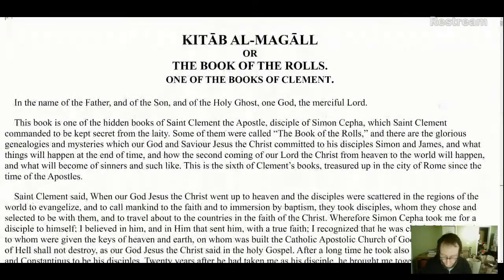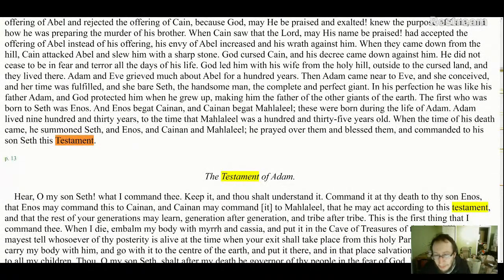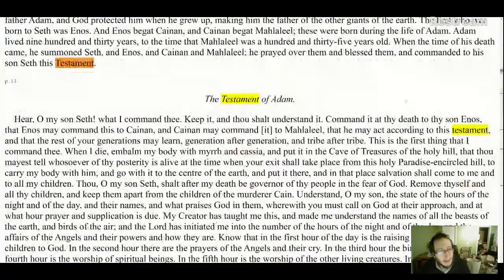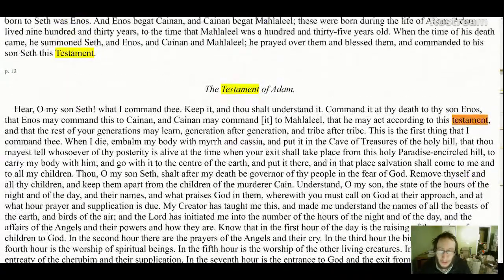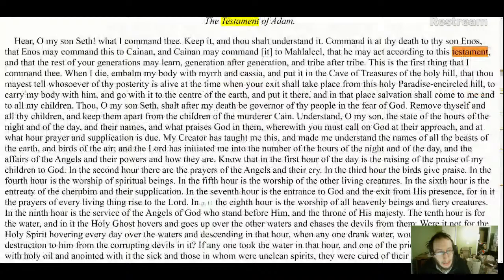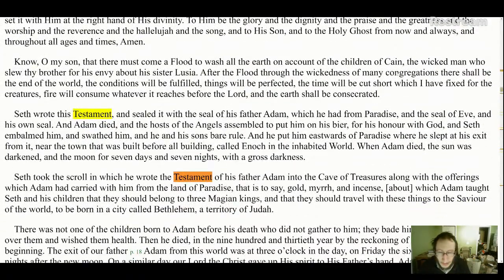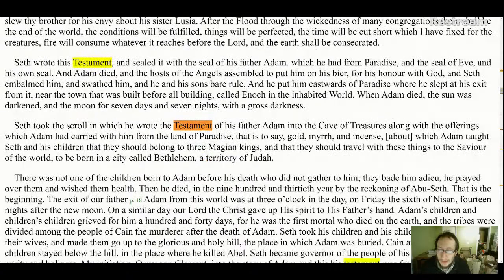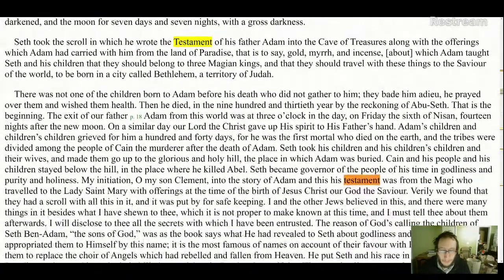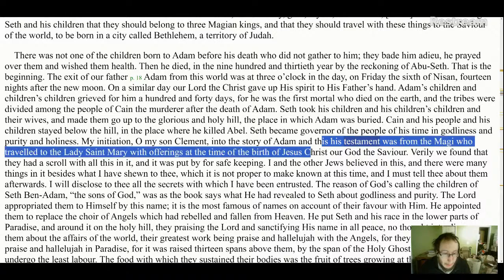All right, so we have basically in the Book of the Rolls, each of the patriarchs giving a testament. And so we have the testament of Adam. Like I said, it's quoted, but it's in a corrupt form. But portions of the testament of Adam are quoted. Okay, so then we have, we'll look at this later, where it basically endorses the apocalypse of the Magi.